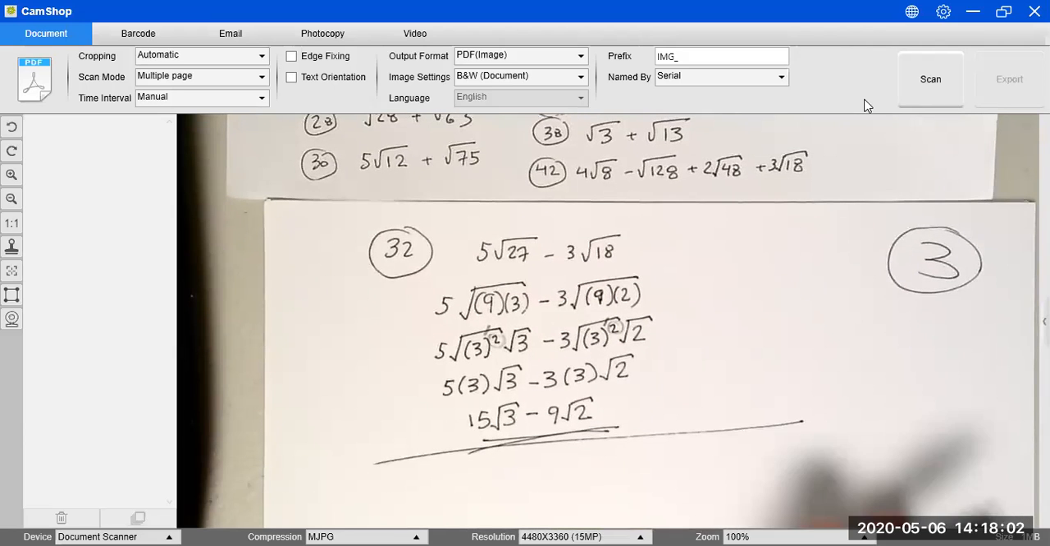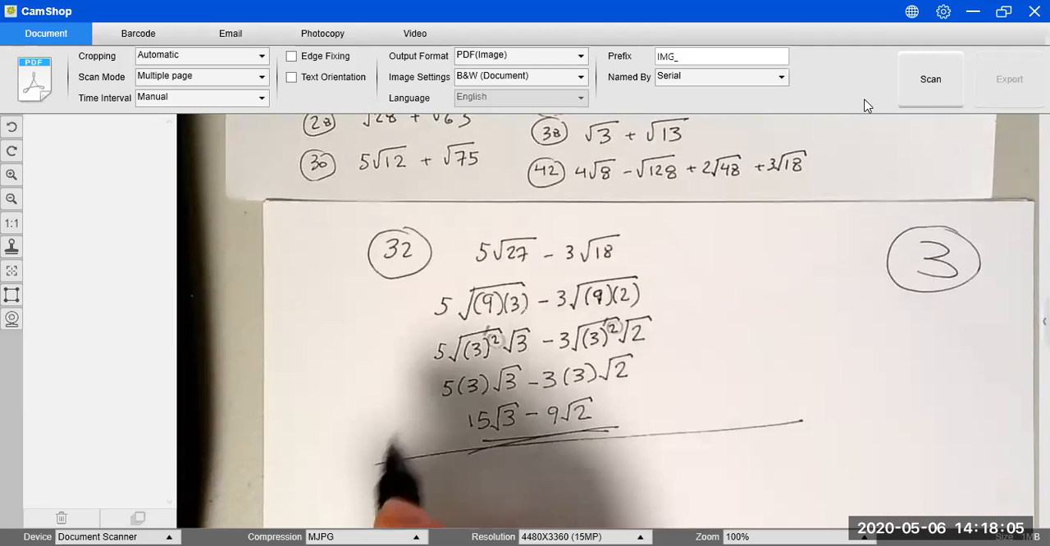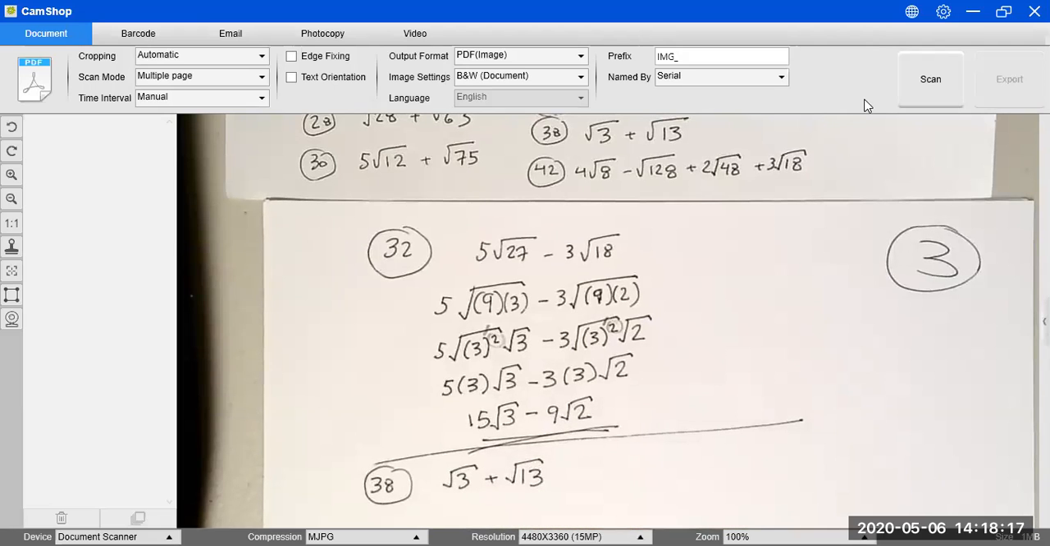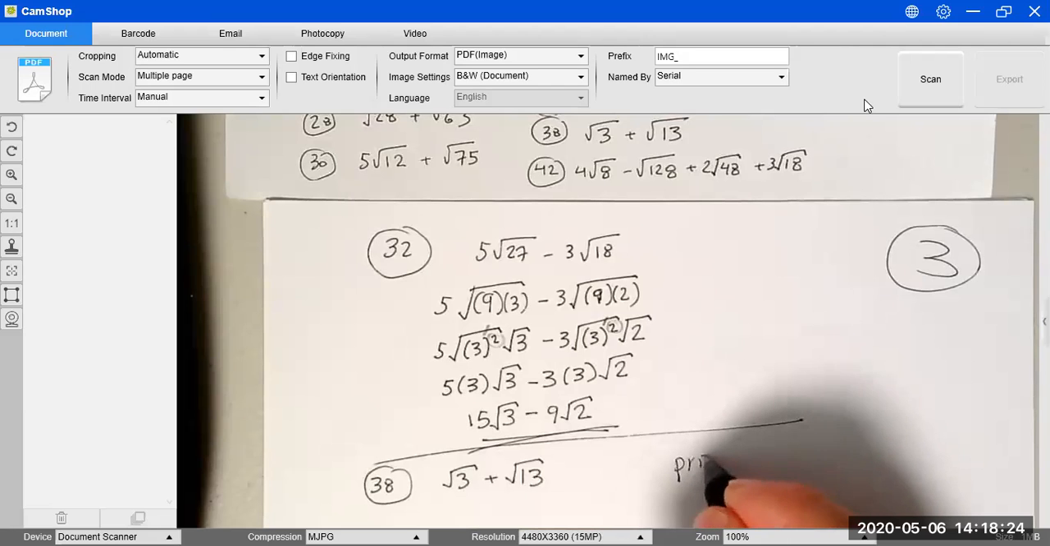Now we have 38. 38 is the square root of 3 plus the square root of 13. So you cannot break 3 because it's a prime number. So you need to remember prime numbers.